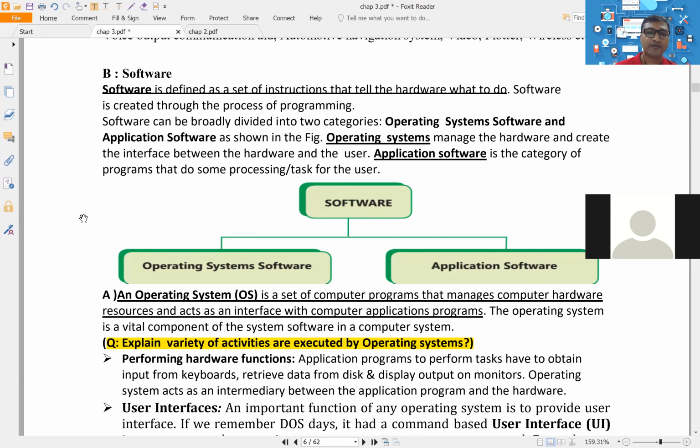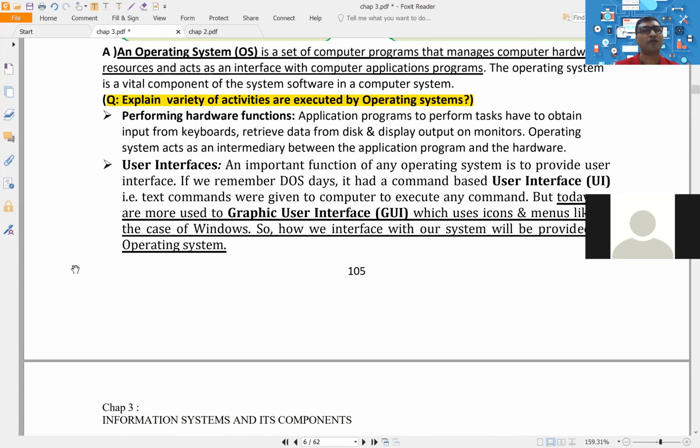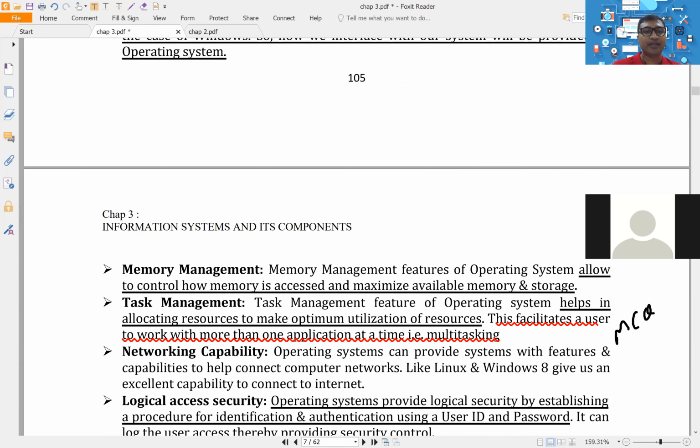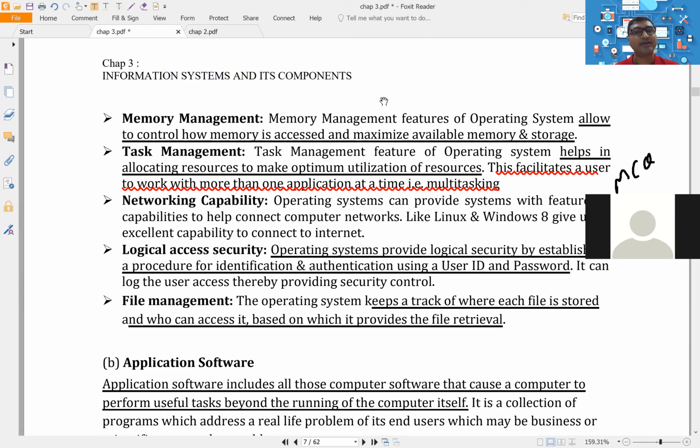Now, apart from that, we have done different functions or activities of the operating system, like user interface. I told you that right now we are using a graphical user interface. Apart from that, memory management, task management, and network capability, the network through which we can connect to other computers, is also provided by the operating system. The password which you enter is also provided by the operating system, correct? The folders which you create to store your files and organize your data are also given by the operating system.